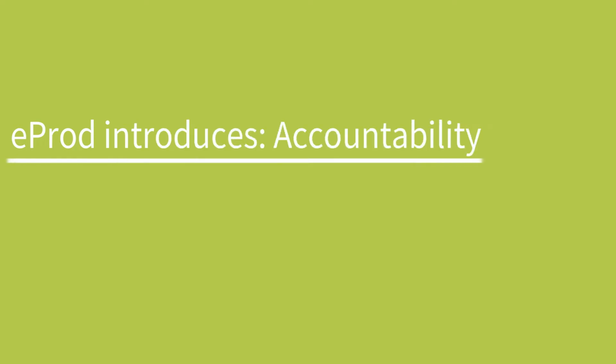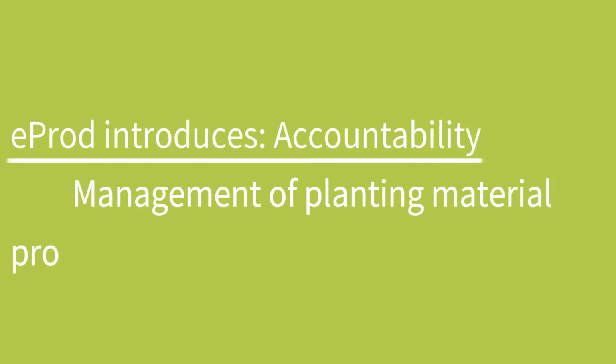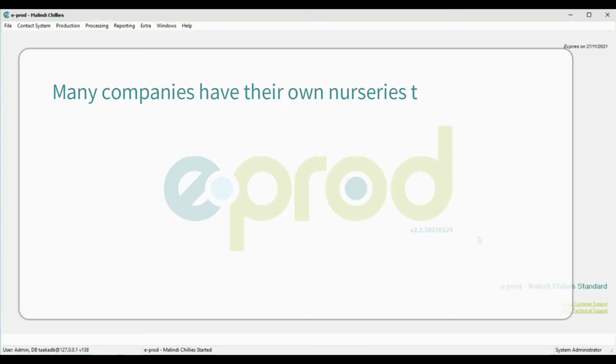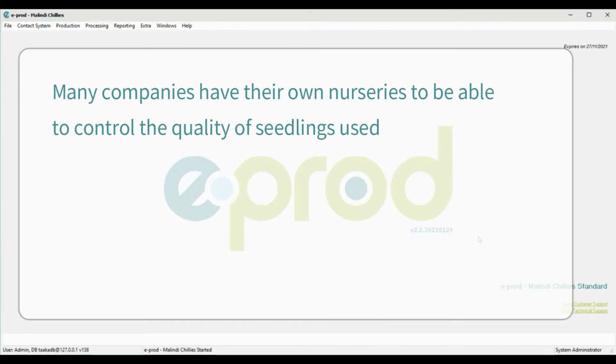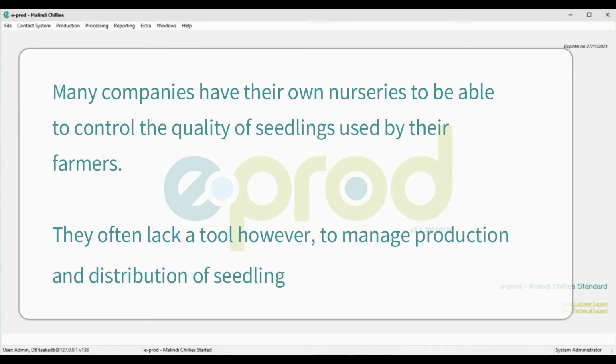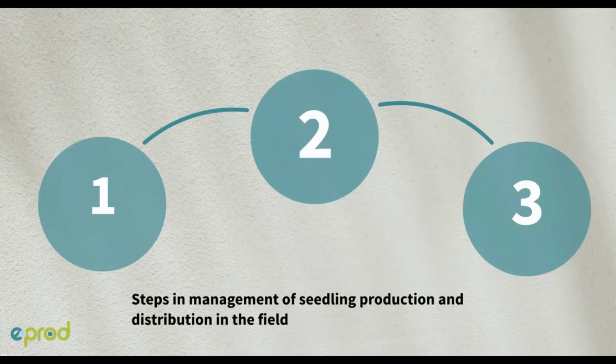eProd introduces management of seedling production and distribution in the field. Many companies have their own nurseries to be able to control the quality of seedlings used by their farmers. Yet they often lack a tool, however, to manage production and distribution of seedlings in the field cost-effectively. In this video, we will be using the case of seedlings to demonstrate how eProd can manage the process of production and distribution of planting materials.